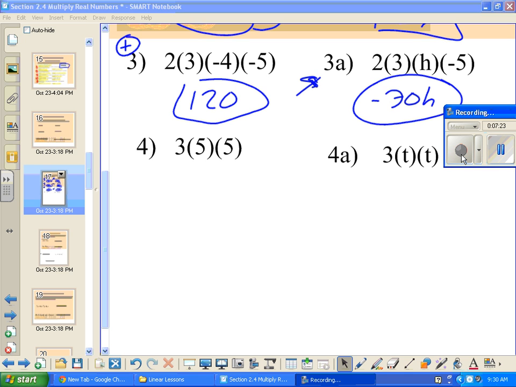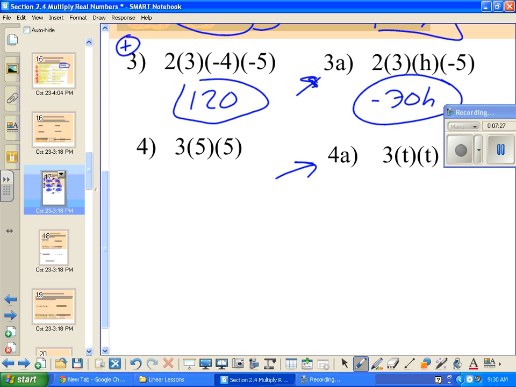Looking at problem number 4 here, I'm going to start with problem 4a, now that we've done a few of these problems together. This one says something a little different. In this case, I have 3 times t again. So I have the variable, whatever that number is, times itself.